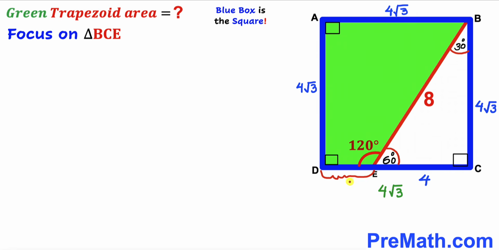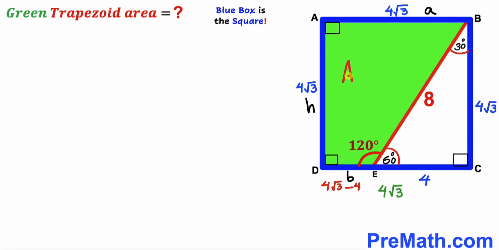Now our end task is to calculate this tiny base DE length. We know this whole length is 4 times the square root of 3, and segment EC length is 4 units. So this tiny segment DE length has got to be 4 times the square root of 3 minus 4 units. So this base of the green shaded trapezoid is lowercase a, this base is lowercase b, and this is the height h of the trapezoid. And here's our final step.